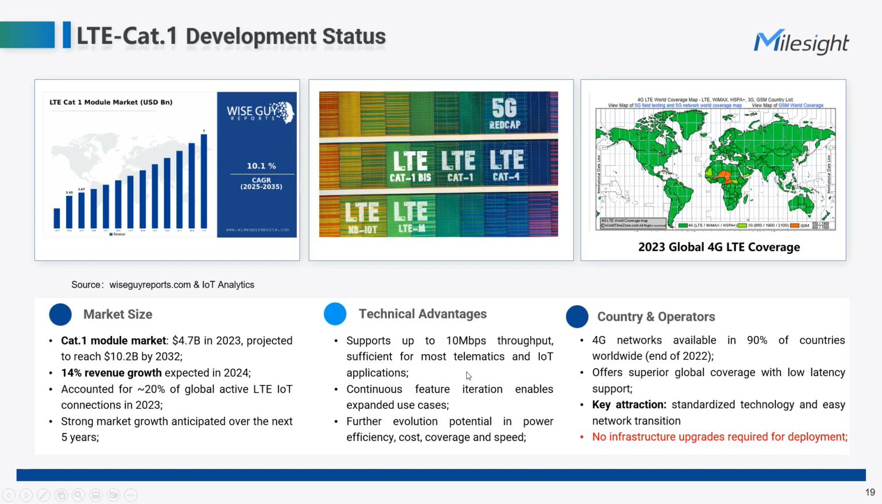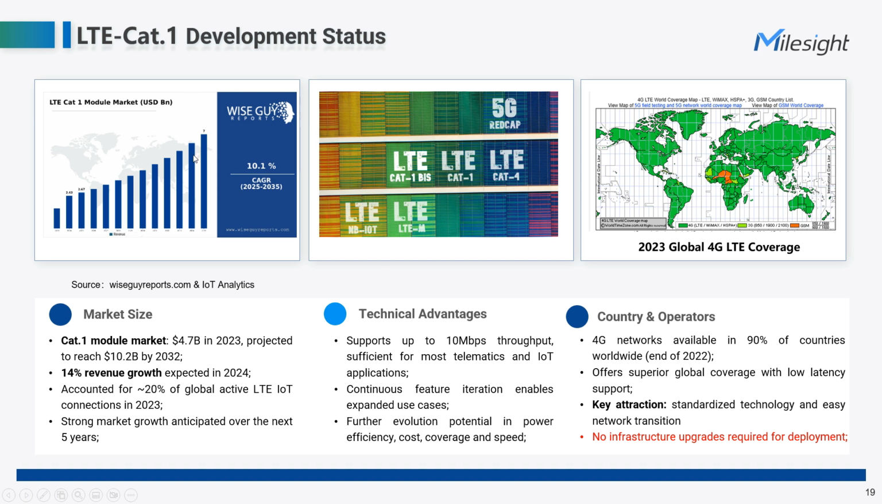When we look at the market size for Cat 1 connections in 2024, it's not just one simple number. But the data from firms like Wise Guy Reports and IoT Analytics gives us a really clear picture. They report that the Cat 1 module market was worth about $4.7 billion, and it's projected to grow to over $10 billion by 2032. Just in 2024, we're seeing revenue grow by about 14%. So, what's driving this growth? Two main things: the continued phasing out of 2G and 3G networks, and the adoption of newer versions of the tech, like LTE Cat 1 bis.